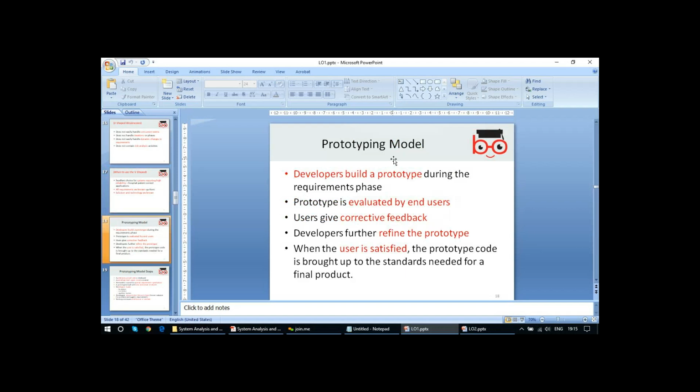Next is the prototyping model. Prototyping model is basically, you don't go through the requirements, you don't go through the diagrams and these things. You get a little requirements, come up with the solution, let the user use it, and then further develop it.